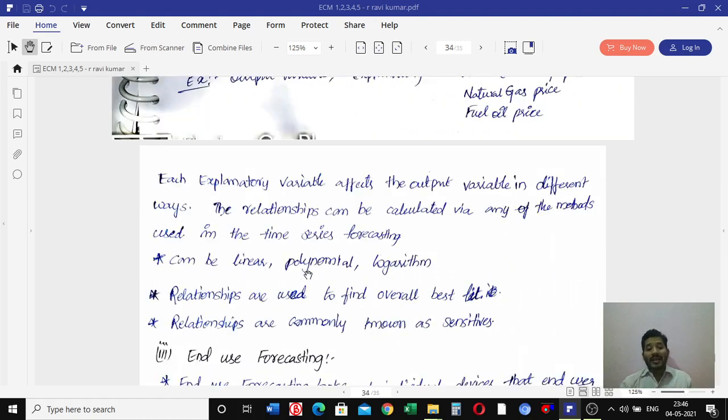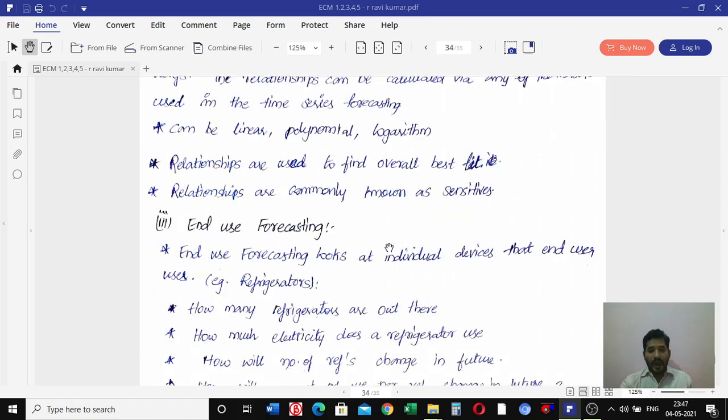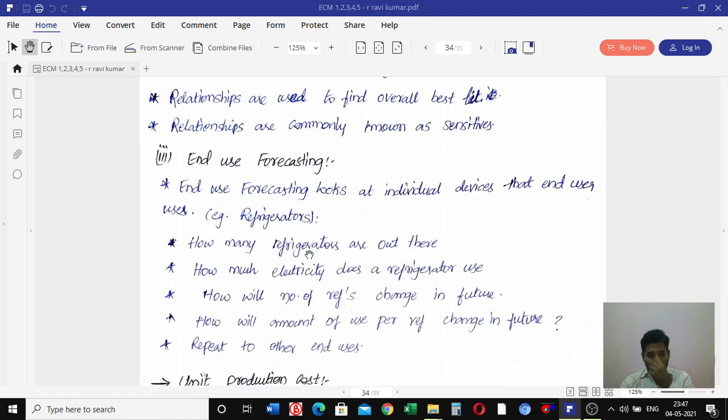We know very well that each explanatory variable affects the output variable in a different way. The relationship can be calculated using any of the methods used in time series forecasting. So it can be linear, or polynomial, or logarithmic. The relationships are used to find the overall best fit. The relationships are commonly known as sensitivities, we can say. And the third one is end use forecasting.